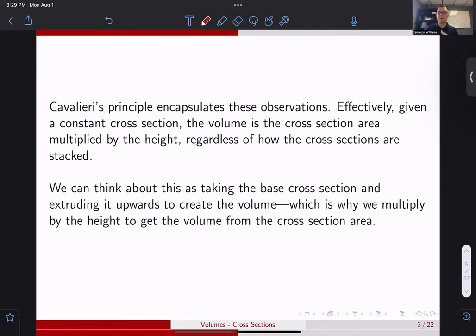And one way you can think about it is, no matter what the base is, no matter what shape, maybe it's a kidney shape or maybe it's a pentagon, if you just straight up extrude it upwards, it kind of makes sense that the volume is just the base area times the height. We're actually going to adapt Cavalieri's principle for our purposes in a little bit.